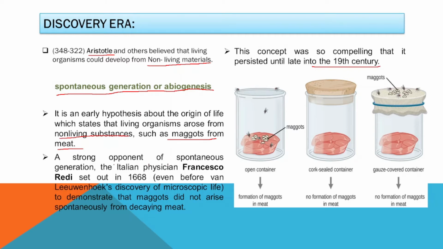However, a strong opponent of spontaneous generation, the Italian physician Francesco Redi, set out in 1668, even before Van Leeuwenhoek's discovery of microscopic life, to demonstrate that maggots did not arise spontaneously from decaying meat. What he did was he filled 2 jars with decaying meat. When the meat jar is left open to the air, flies lay eggs on the meat. As a result, the eggs hatch and transform into maggots. Proponents of spontaneous generation believe that rotting meat gives rise to the maggots. But when Redi closed the jar and sealed it with a cork and gauze, the flies couldn't get in. No maggots appeared in the meat, and Redi concluded that the maggots came from the flies and not from the meat.